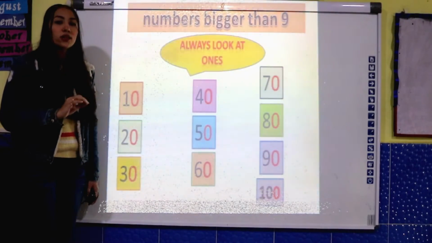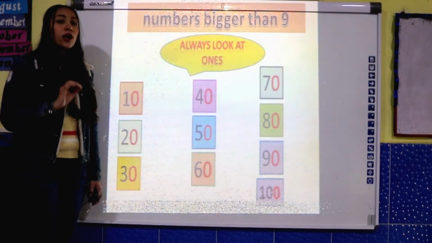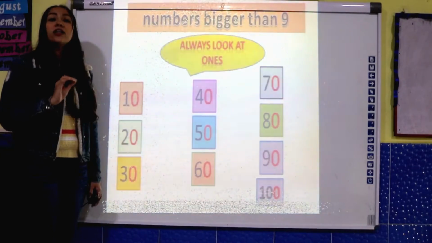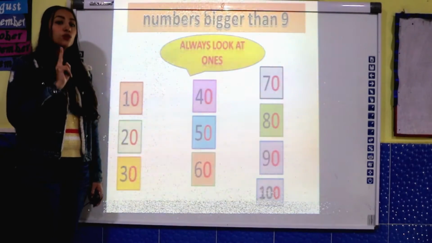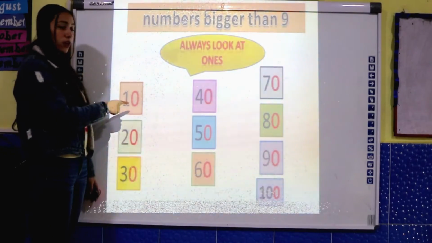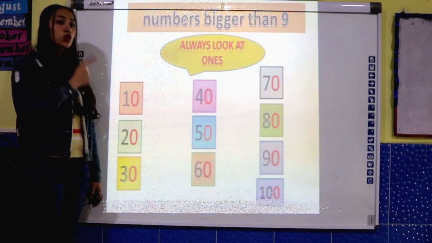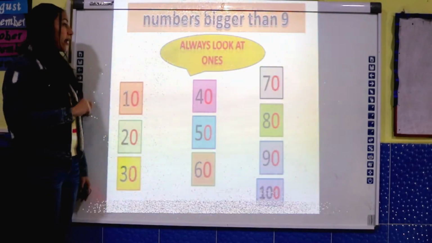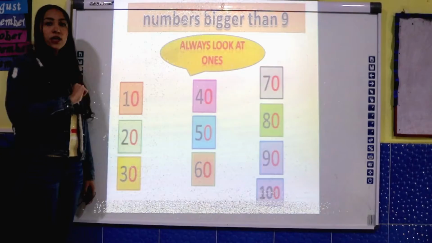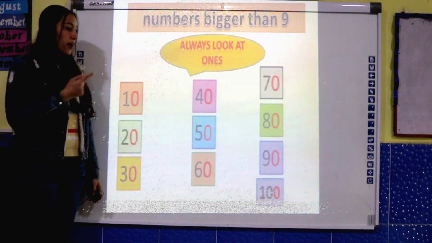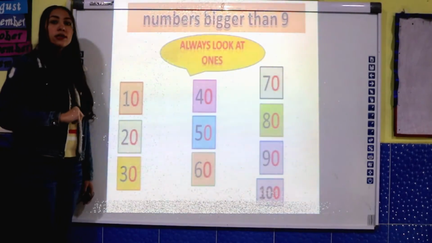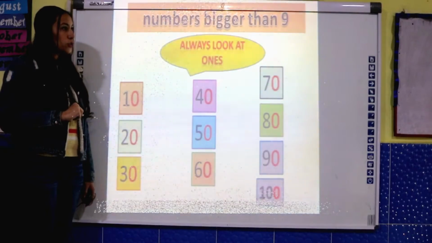Look at ones. What? Again, look at ones. You can remember it like a song. Two-digit numbers, look at ones. Two-digit numbers, look at ones. Okay, the first number I have here is number 10. Number 10, more than 9. I have two-digit numbers here.